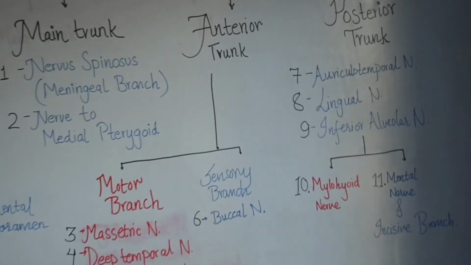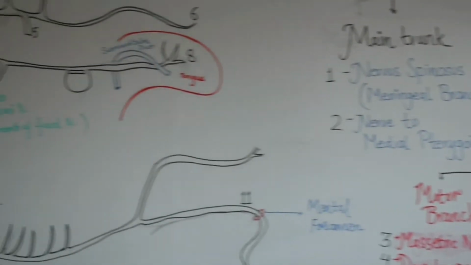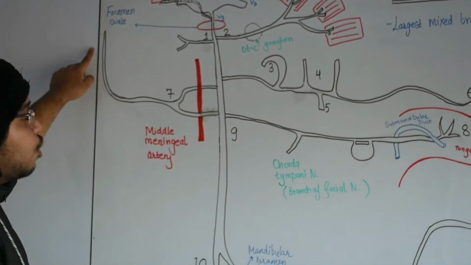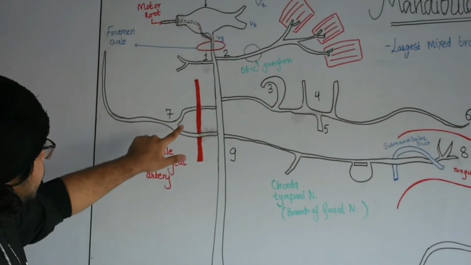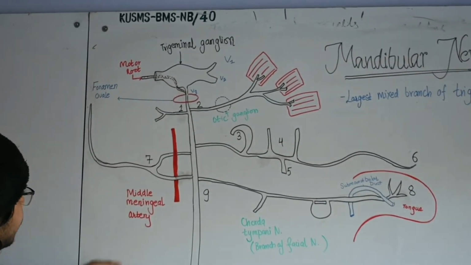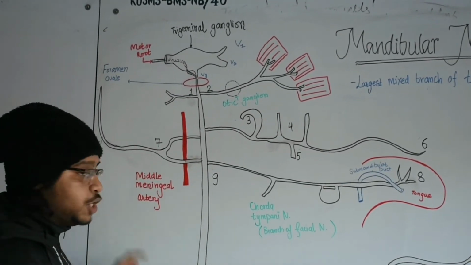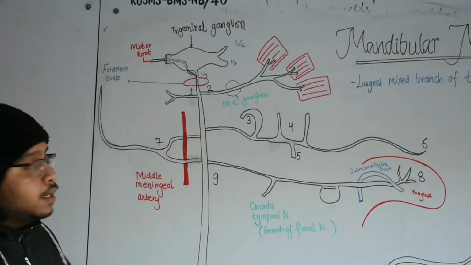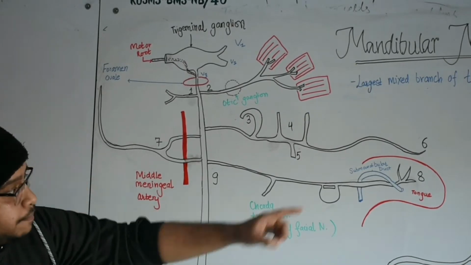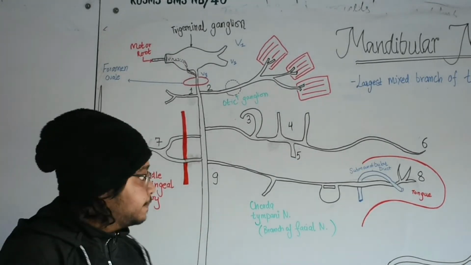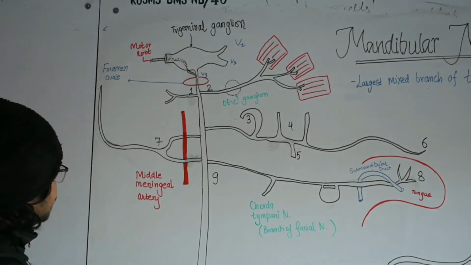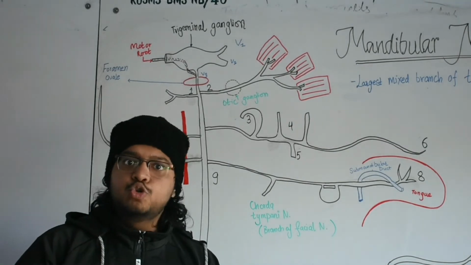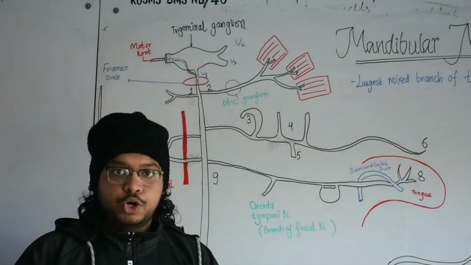Now, auriculotemporal nerve. Let's see in this figure. Auriculotemporal nerve has two roots and those two roots combine to form a single root. Now, in the gap between the two roots arises the middle meningeal artery, which goes into the skull through the foramen spinosum, from where the nervus spinosus branch was also going, and supplies the dura mater. Also, as the name suggests, auriculotemporal nerve has two parts, the auricular part and the temporal part.